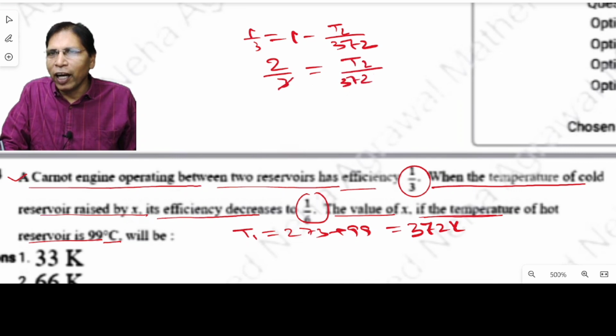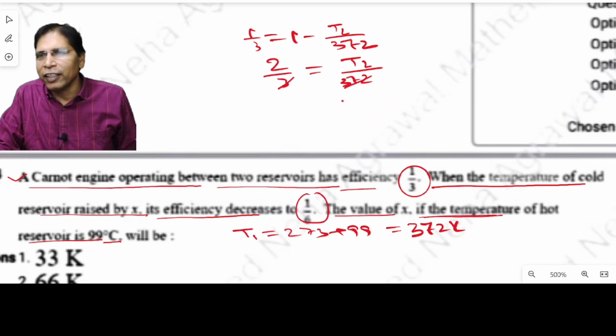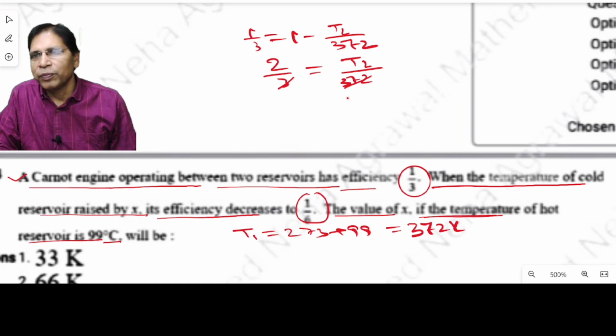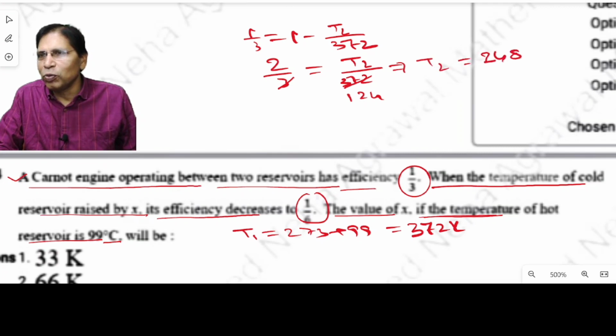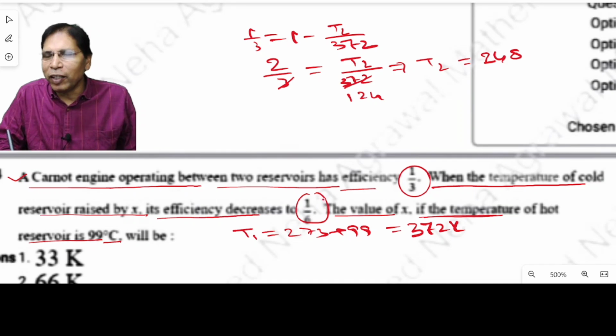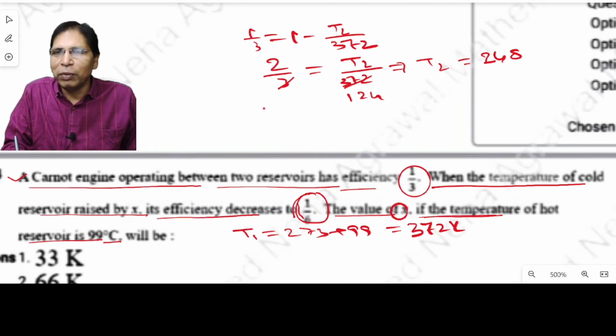Okay, now this and this cancel out. So look at this, this is the 1 to 4. Therefore from this equation, T2 equals 248.